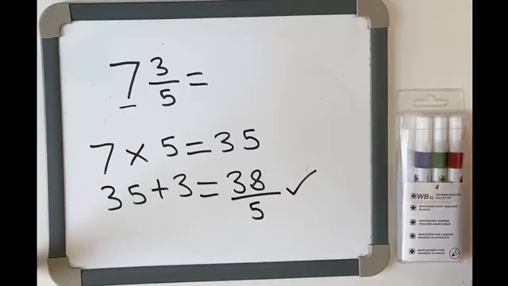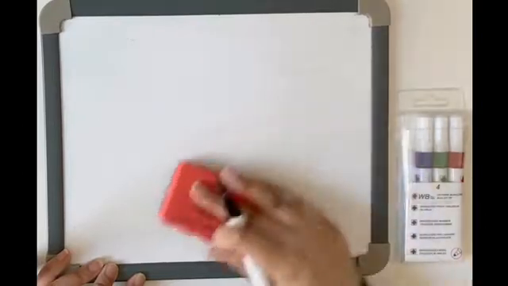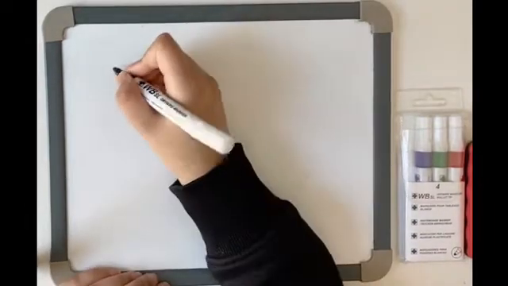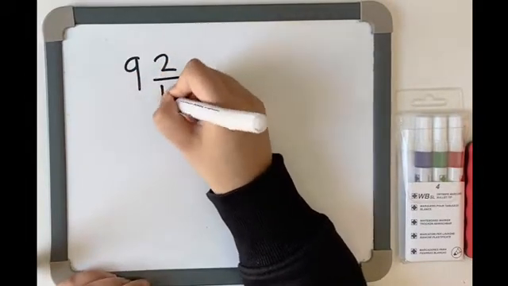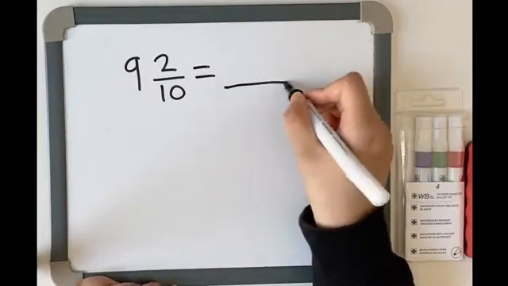This time, I want you to have a go on your own. If you're still confused, please carry on watching. But we still use the same method to convert mixed numbers into improper fractions. Let's have a go. The next one, we have 9 2/10. We are now going to convert that into an improper fraction.